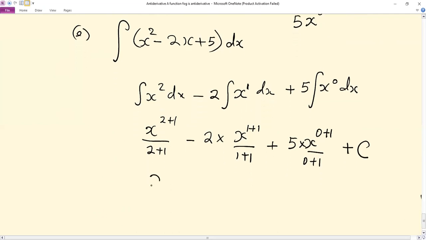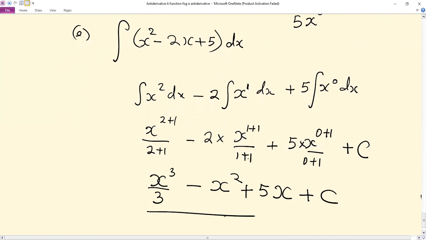So this will give us x to the power 3 over 3. These 2 and 2 cancel out, so we have minus x squared, and then plus 5x, and then plus c. So the answer will be x cubed over 3 minus x squared plus 5x, then plus constant of integration c.